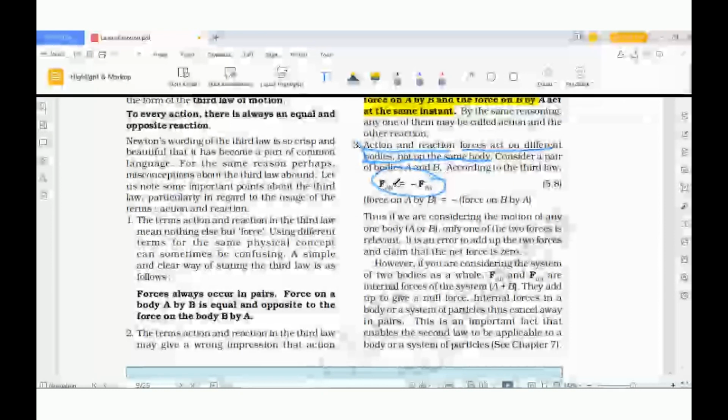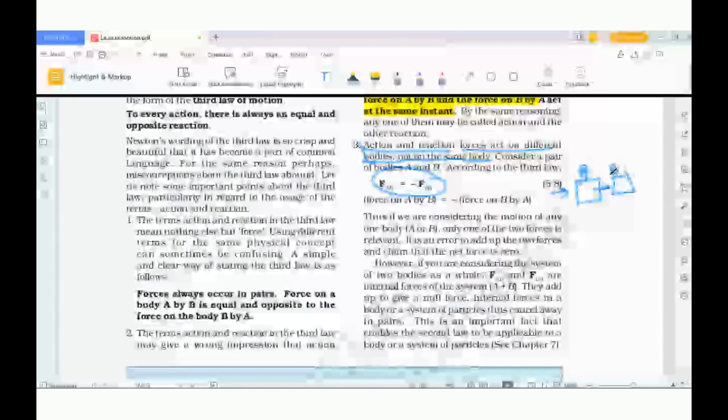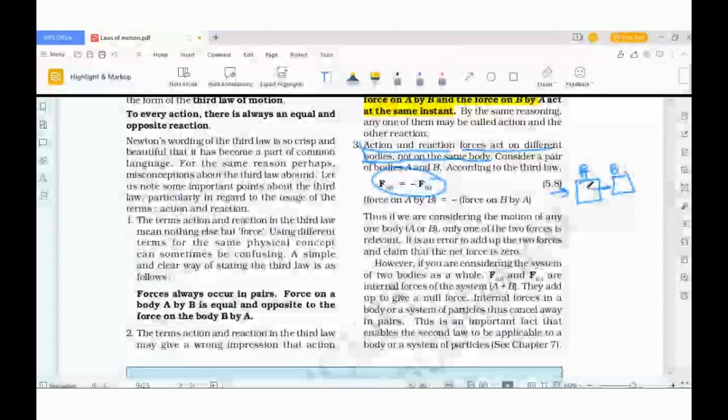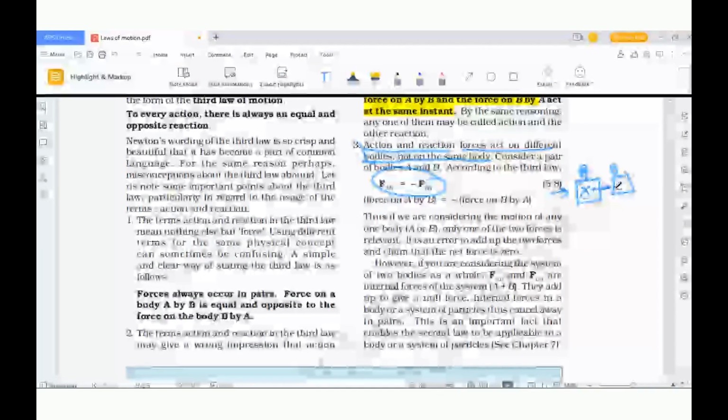What is FAB here? This is the force on A. Let me say some object is here, and there's one more object here. Let us say somebody pushes it, so it hits this object. Let me say this is A and this is B. So FAB is the force on A by B. But what is FBA? FBA is the force on B due to the hitting effect from A.